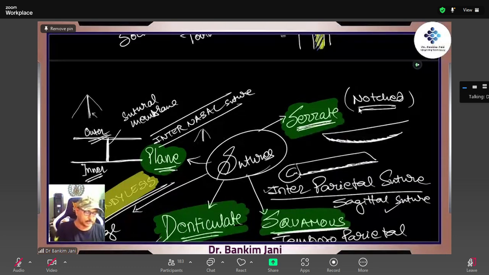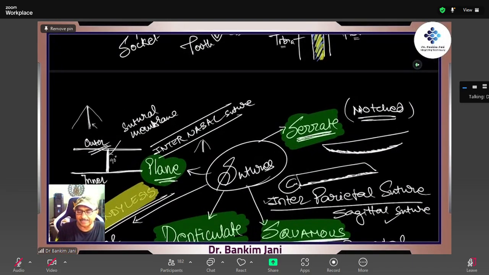This is the internasal suture. Whenever we talk about a suture, there will be one outer plate and an inner plate. Two plates are there. So this is the sutural membrane, which is at 90 degrees, straight. So this is one bone, and then there is outer plate, inner plate, outer plate, inner plate, and then they are connected with each other.